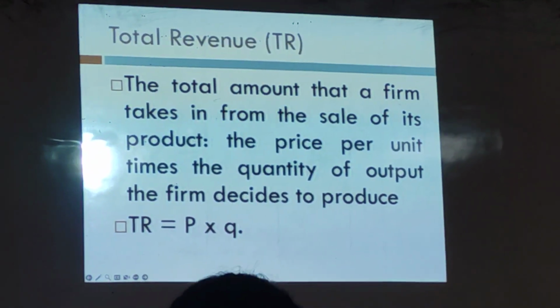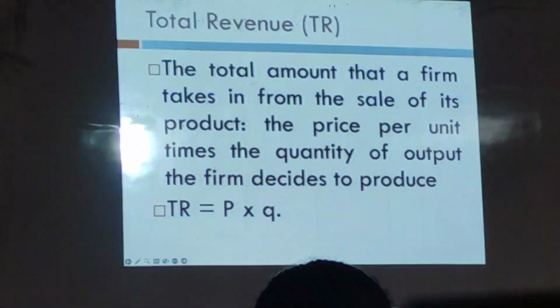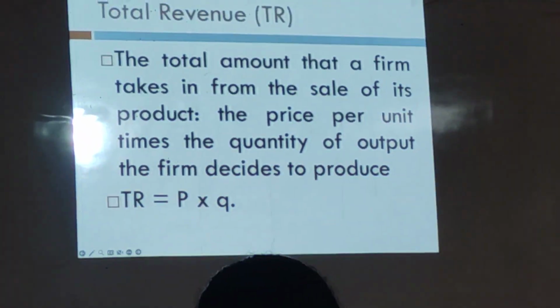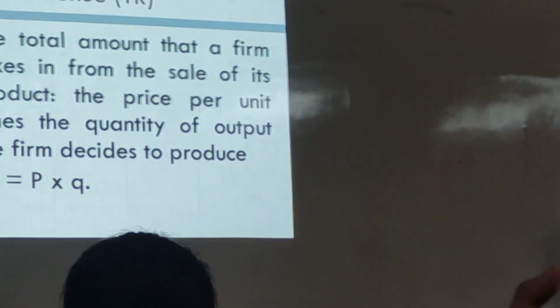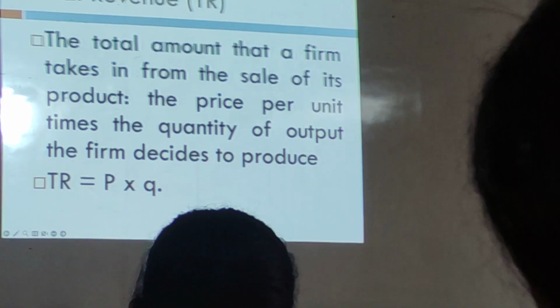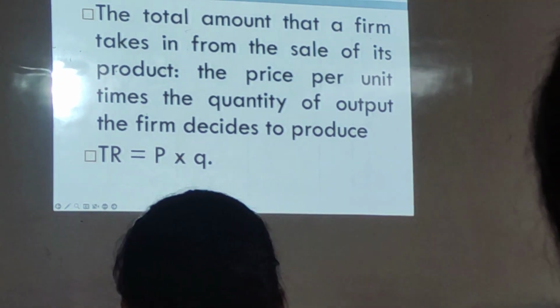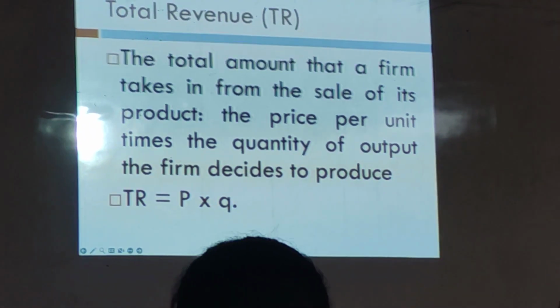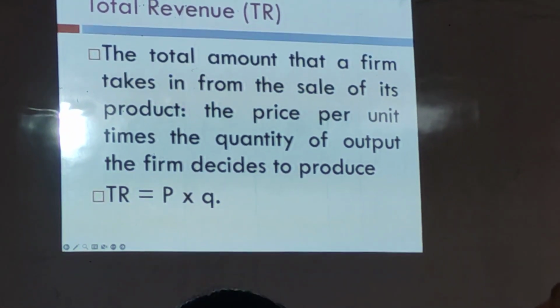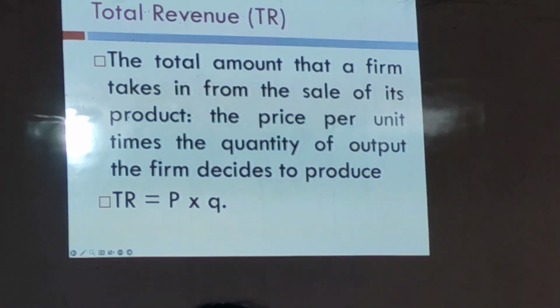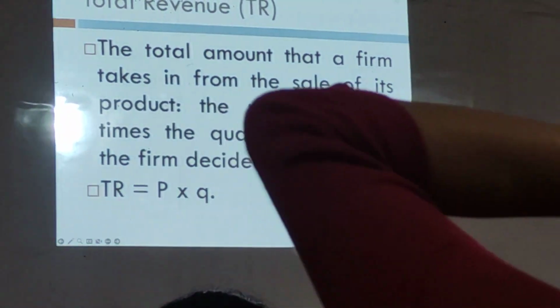Next, we have total revenue. What is total revenue? P times Q. How do we get it? Price times quantity. Okay, that is the total income of a business. Price per unit times the quantity.